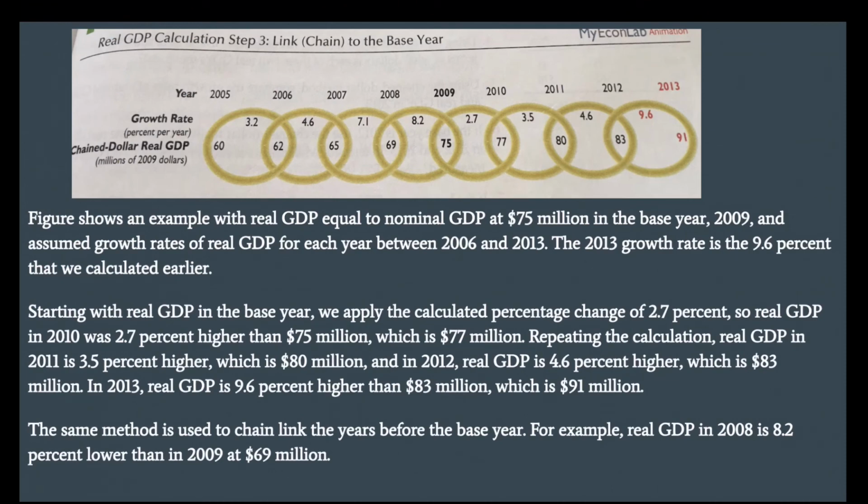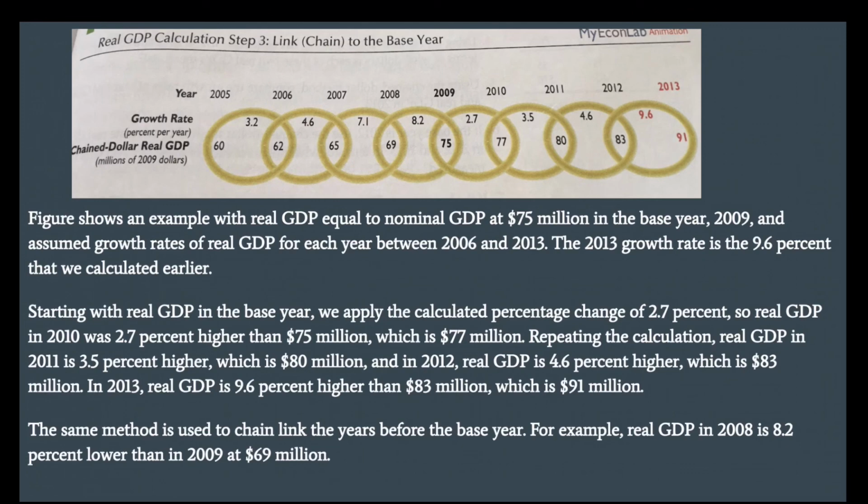The figure shows an example with real GDP equal to nominal GDP at $75 million in the base year, 2009, and assumed growth rates of real GDP for each year between 2006 and 2013. The 2013 growth rate is 9.6%, which we calculated earlier. Starting with real GDP in the base year, we apply the calculated percentage change of 2.7%. So real GDP in 2010 was 2.7% higher than $75 million, which is $77 million.